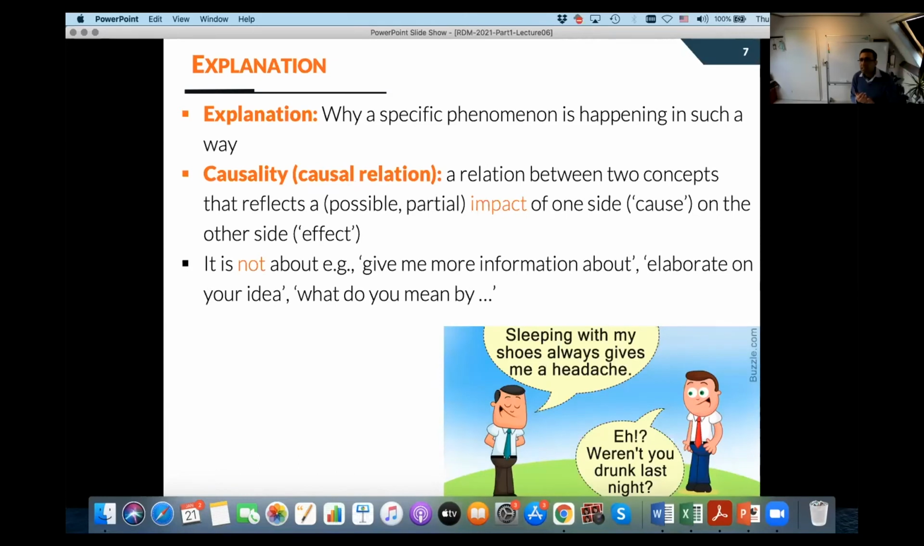An explanation is kind of tricky. I get a headache every morning that I wake up with my shoes on. Maybe I am drunk the night before, therefore I forget to take off my shoes. So that has to do with this way of thinking, why?